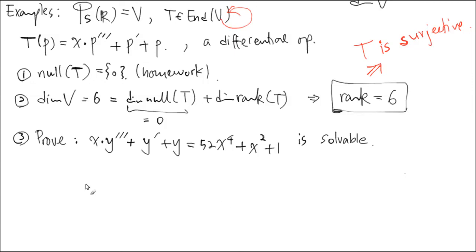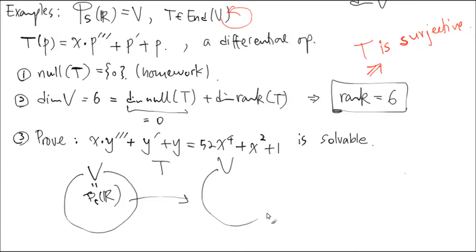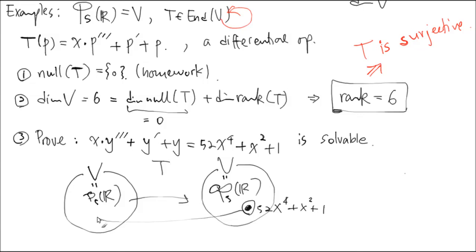So we have this V, which is degree 5 or less, right? And this T is just twisting and adding here, right? Is that right? And here sitting is 52 times x to the 4th plus x squared plus 1. Isn't that degree less than or equal to 5? Right? What is surjective saying? Well, whatever you choose, there must be some function in here that hits this one. So what is T? T is exactly that operator involved in here.